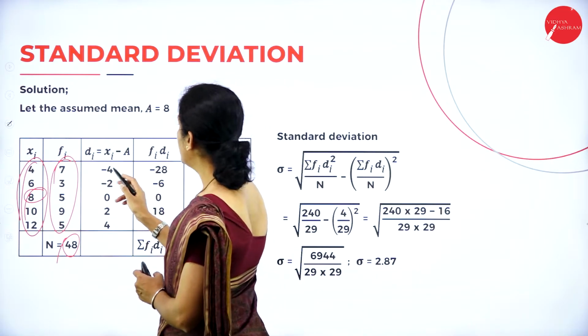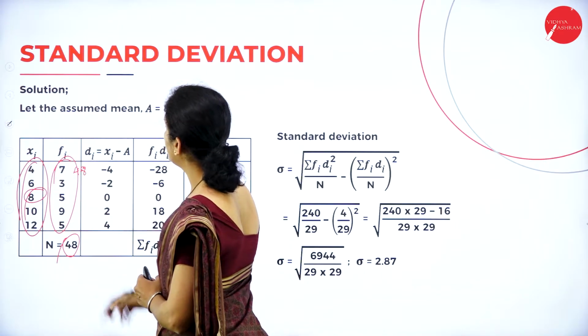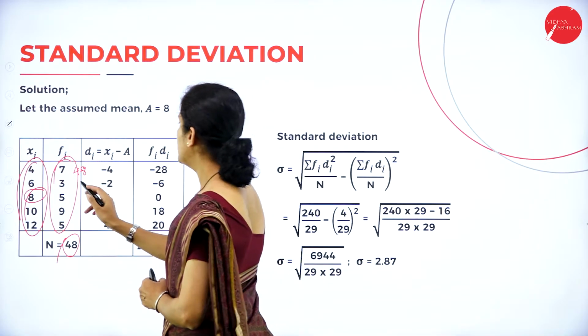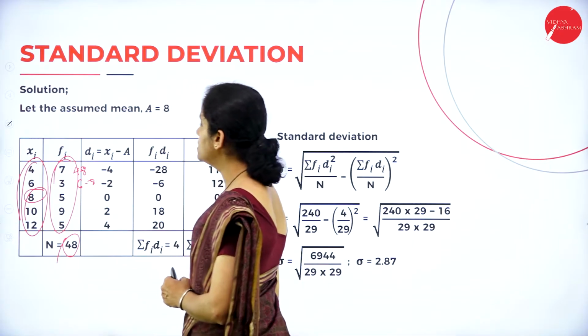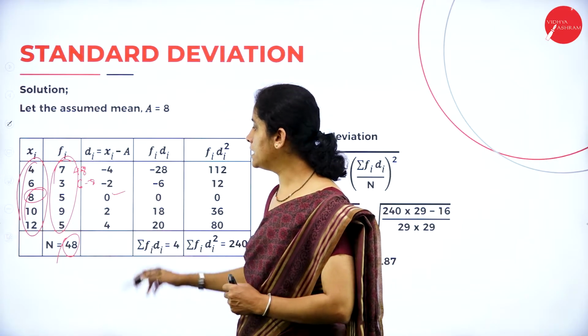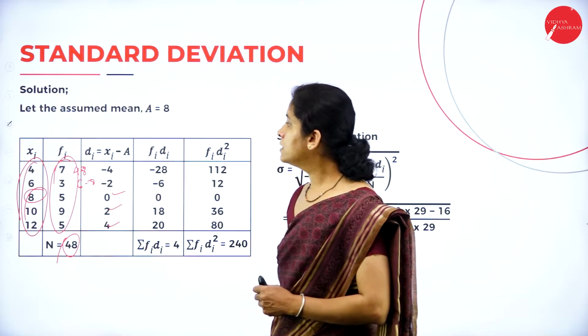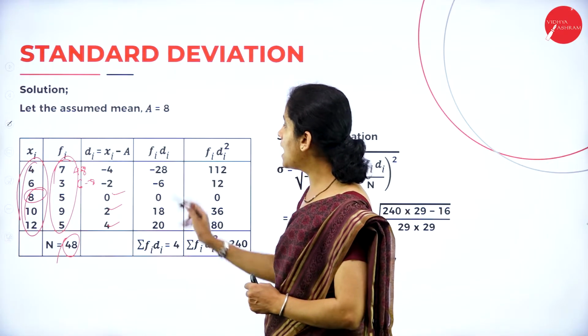Okay, so here Xi is 4. 4 minus 8, it is minus 4. Then 6 minus 8, minus 2. 8 minus 8, it is 0. 10 minus 8, it is 2. 12 minus 8, it is 4. Now I have Fi and Di.